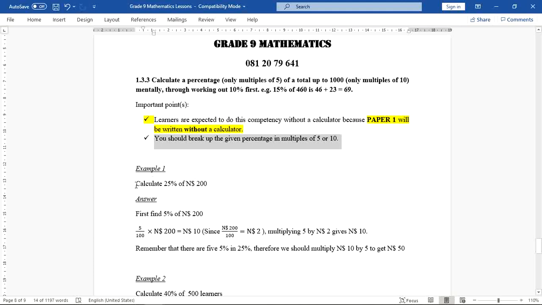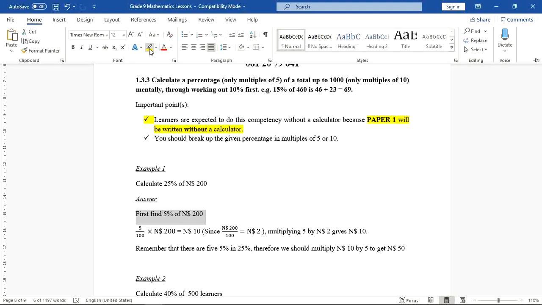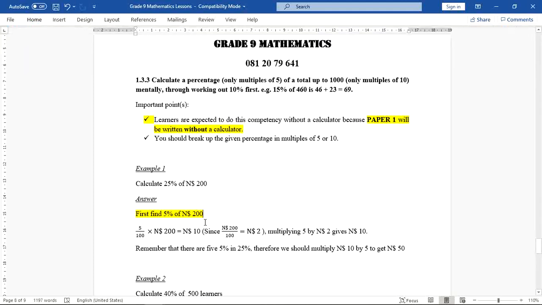Example number 1. Calculate 25% of $200. So you are doing this without a calculator. What do you do? You first find 5% of the $200. So this you can do without a calculator. You say 5 over 100, then you multiply with 200. That will give you 10. So let me show you how to get the 10 without a calculator.